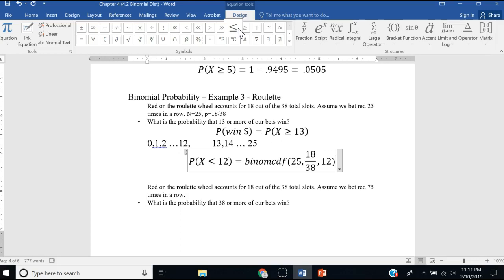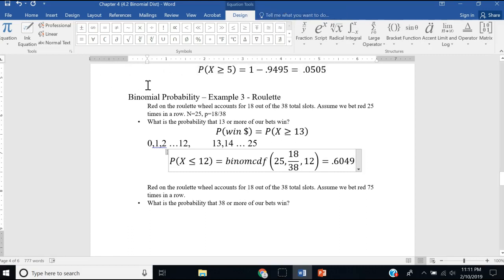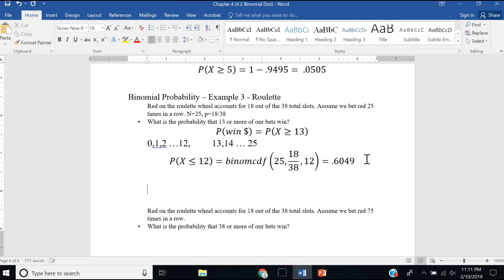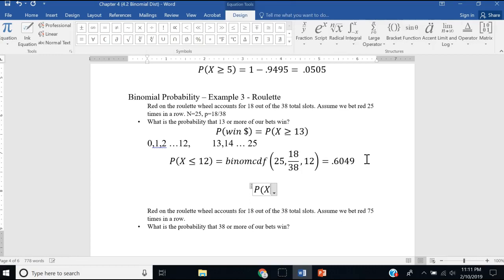I got 0.6049. So again, remember, don't forget we weren't trying to find actually the probability of getting less than or equal to 12. We were trying to find the probability that x is greater than or equal to 13. Take 1 minus that, 0.3951. All right, so the probability of getting 13 or more is 0.3951.